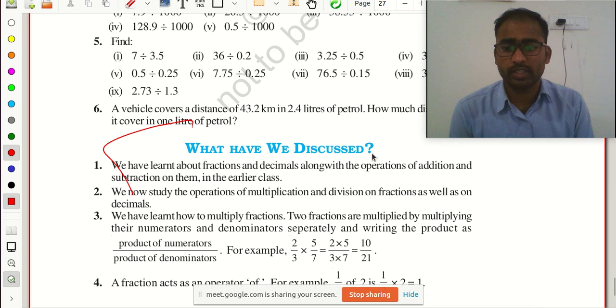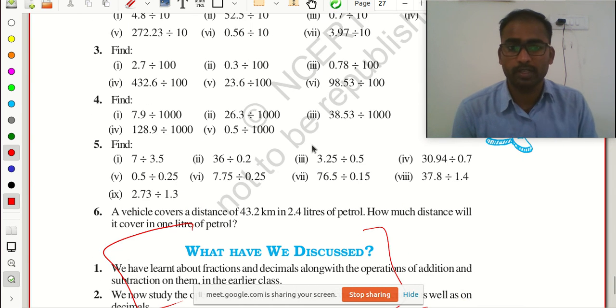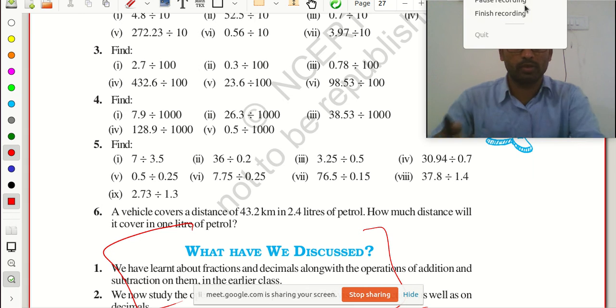So with this, you just go through what we discussed in this chapter. And with this we completed fractions and decimals. So thank you, and we are going to stop here.